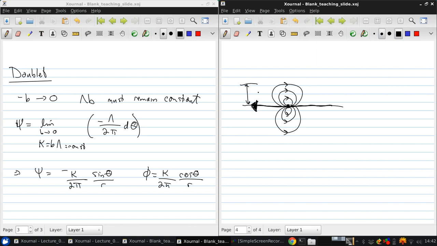And you can relate the height of these circles to kappa over 2 pi, some constant. So a doublet has both a strength and a sense of direction. This doublet flows to the left. And the sign of kappa determines the sense of direction. Note again, if the origin is here at the center, there's again a singularity at the origin for the doublet.